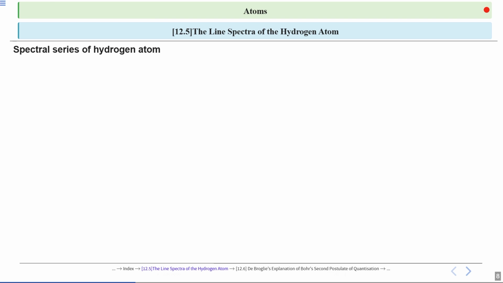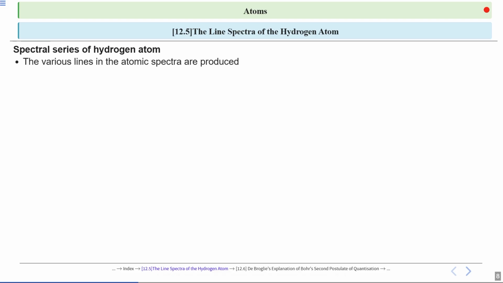Let's start by looking at the spectral series of the hydrogen atom. This topic helps us understand why we see specific lines of color when we look at the light given off by hydrogen. These lines are not random. They tell us something important about how electrons behave inside the atoms.